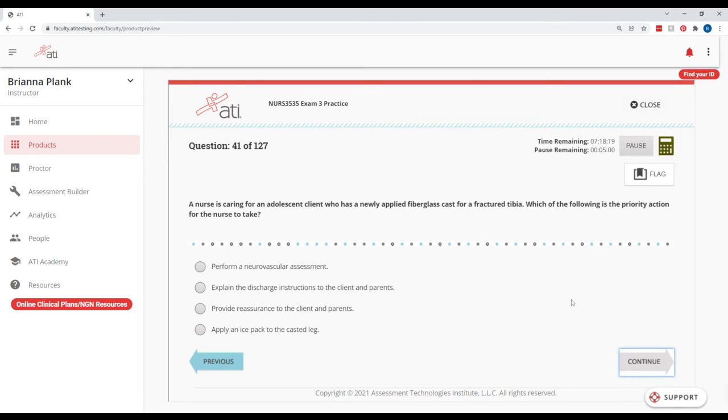Okay, we have an adolescent patient. They have a fiberglass cast. Which of the following is a priority action for the nurse to take in a patient with a fiberglass cast?